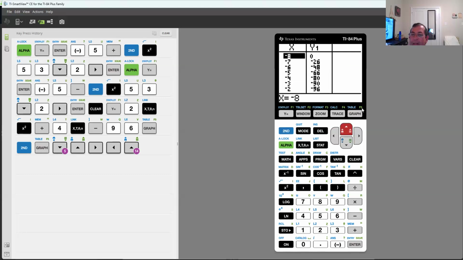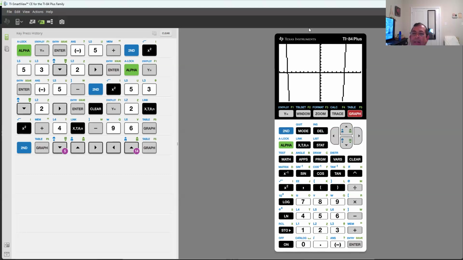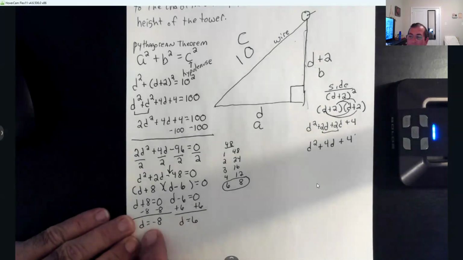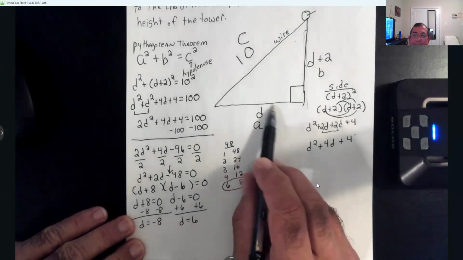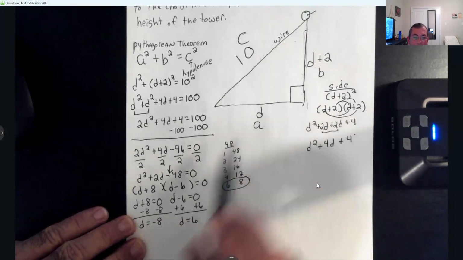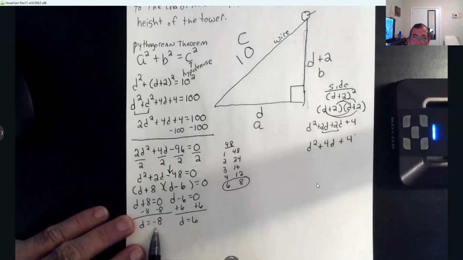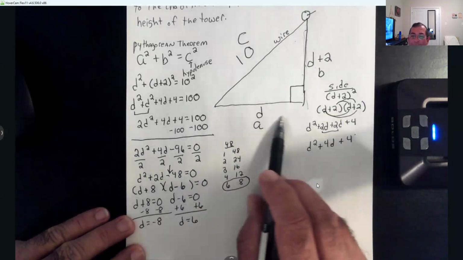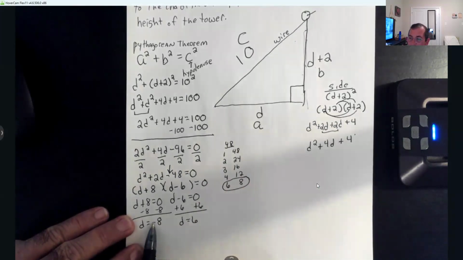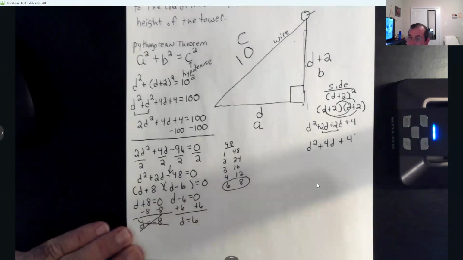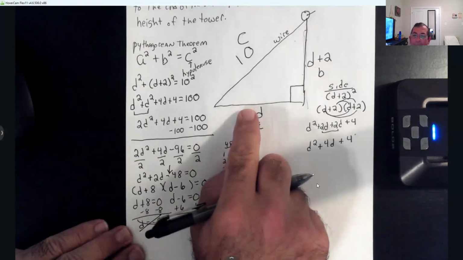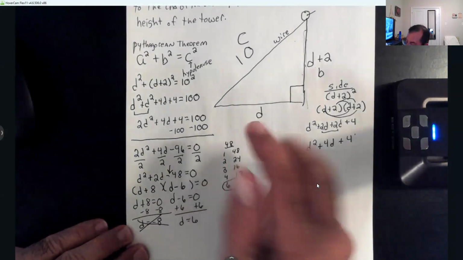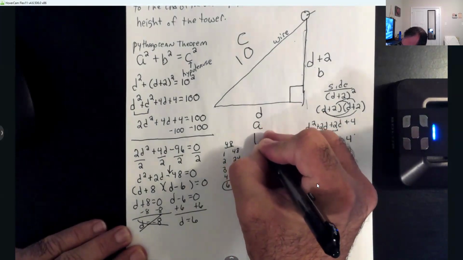So graphing is one way to find those answers if you can't factor, okay? Now, only one of these answers I'm going to keep. I'm looking for the distance of D here. Well, D can't be a -8. So when you're looking for a problem like this and you're looking for distance, y'all see this -8? You got to cancel that answer out. You can only keep positive answers. So that means that this D is 6 feet.